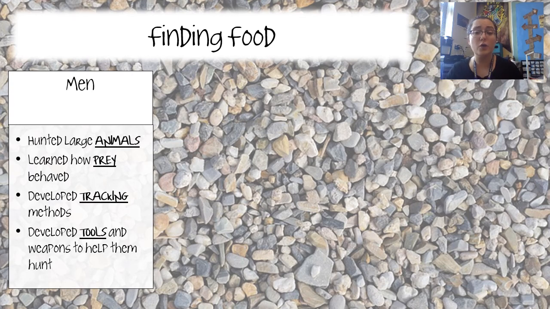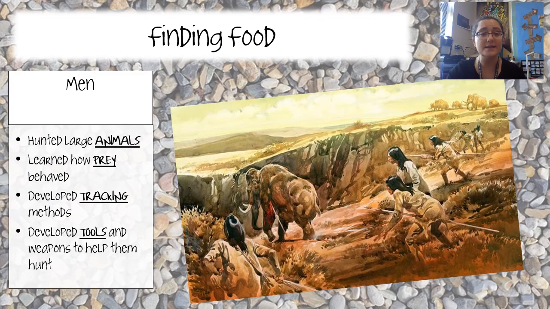But they also required intelligence as well because they had to learn how prey behaved. They had to develop tracking methods and tools and weapons to help them hunt. We had to learn how to work together to hunt big animals like a woolly mammoth like we see here. If you could take down a woolly mammoth, you'd be able to feed your tribe for months almost and use all sorts of resources like the bone and skin from it as well.